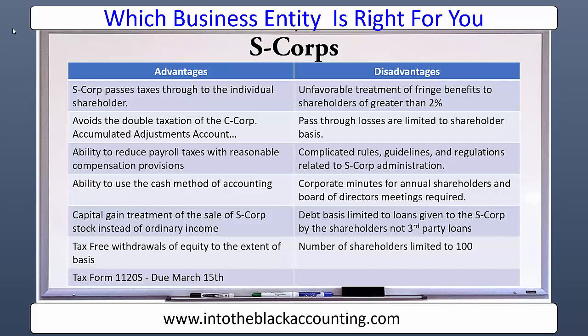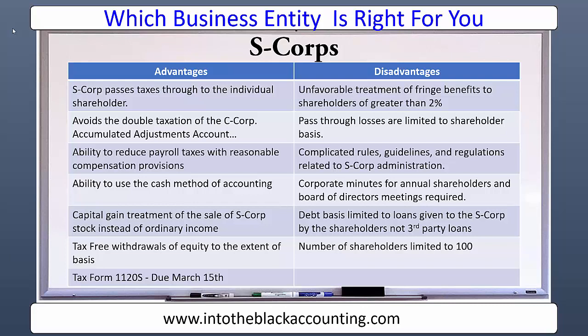Fringe benefits, there are some things that if you are a shareholder that holds more than 2%, you are limited to some of the fringe benefits that you can receive. Pass-through losses are limited to the shareholder basis. Again, we just talked about that. If your basis in the company goes to zero, you can't take gains to the business, but you can't take losses either on your tax return, which could create problems.